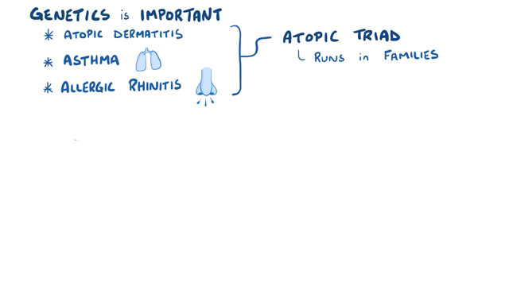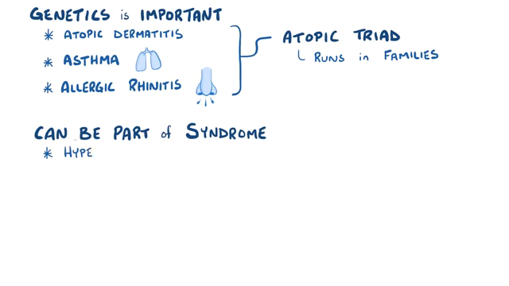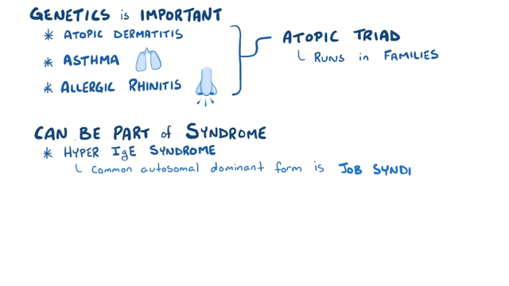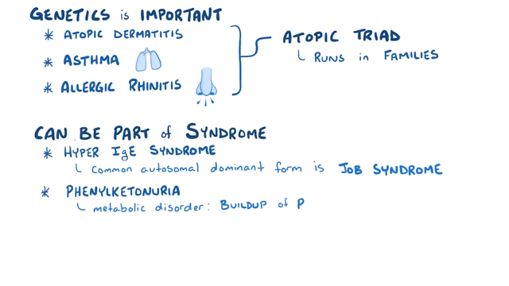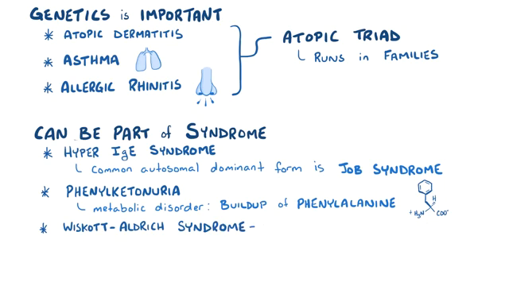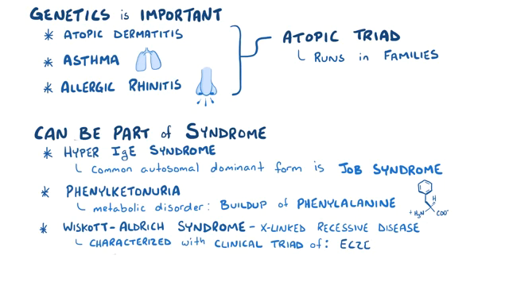Occasionally, atopic dermatitis can be part of a syndrome, like hyper-IgE syndrome, which has an autosomal dominant form called Job syndrome, as well as phenylketonuria, which is a metabolic disorder that results from the buildup of the amino acid phenylalanine, and Wiskott-Aldrich syndrome, which is an X-linked recessive disease characterized by a clinical triad of eczema, thrombocytopenia, and immunodeficiency.